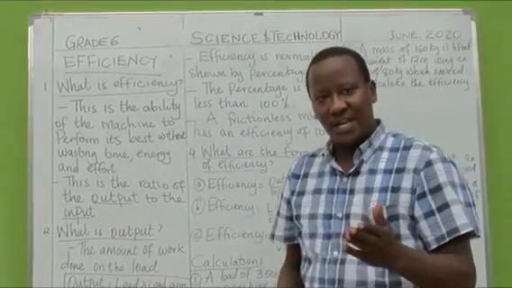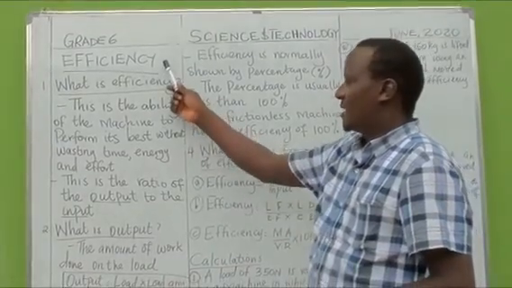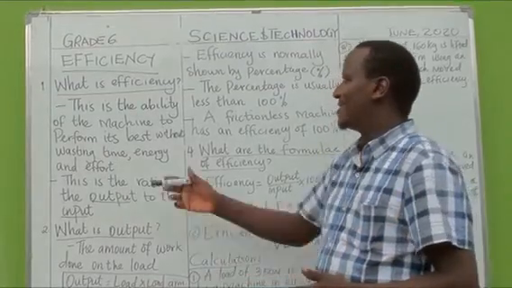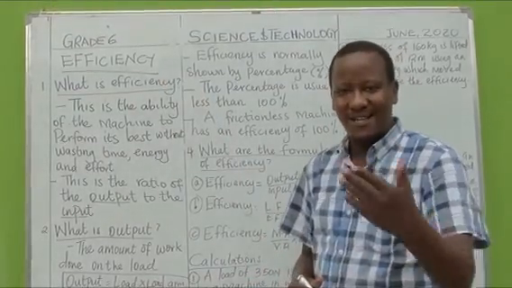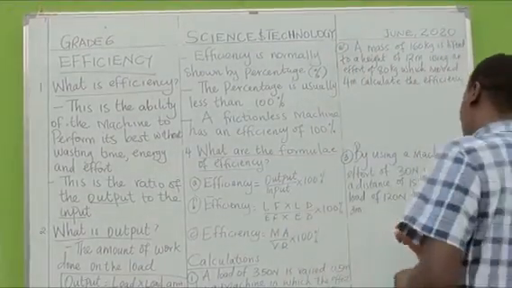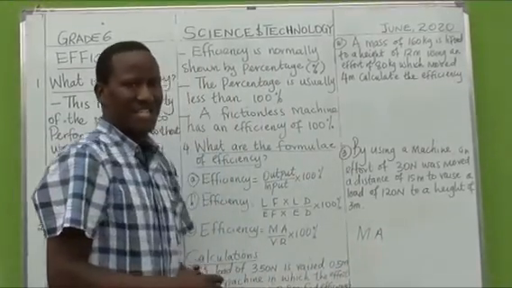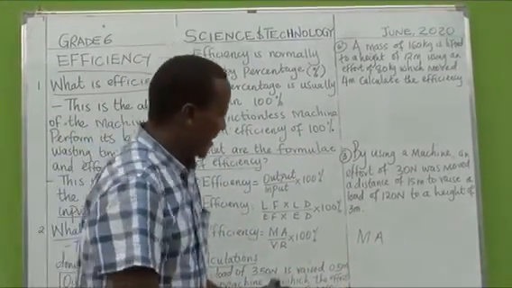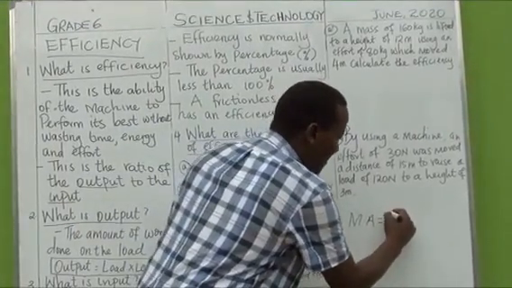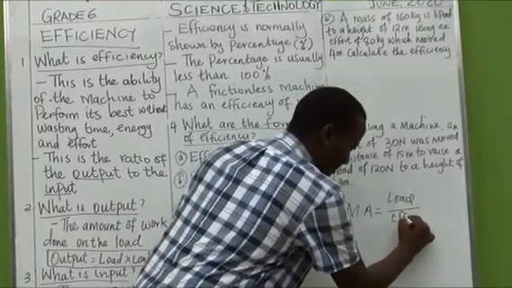Today, we are meeting again on our series of lessons. Last time when we met, I promised you that when we meet today, we are going to discuss efficiency. But that is after we had discussed what we call mechanical advantage, which is represented by capital M and A. We said the formula for calculating mechanical advantage is load force divided by the effort.